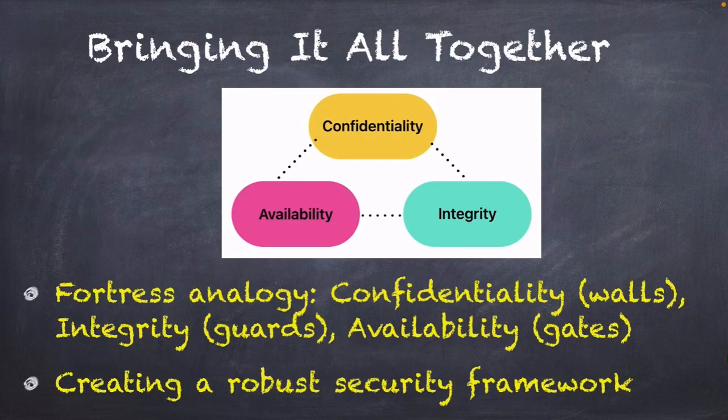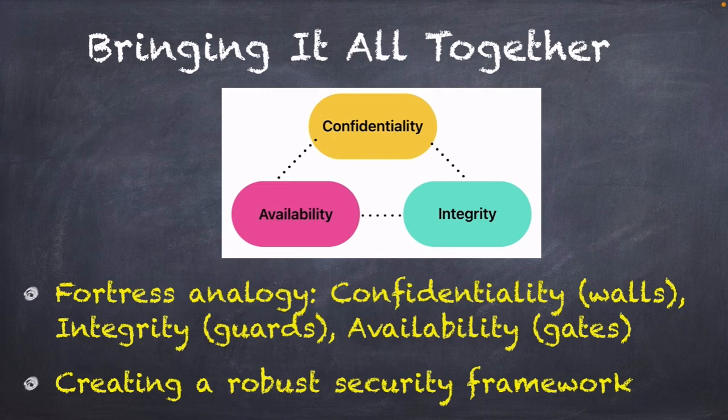So we will see all together. This is the diagram. In simple words, we can say confidentiality is the wall, integrity is the guards, and availability is the gates. For that house, creating a robust secure system is important, and for that we can take help of confidentiality, availability, and integrity.